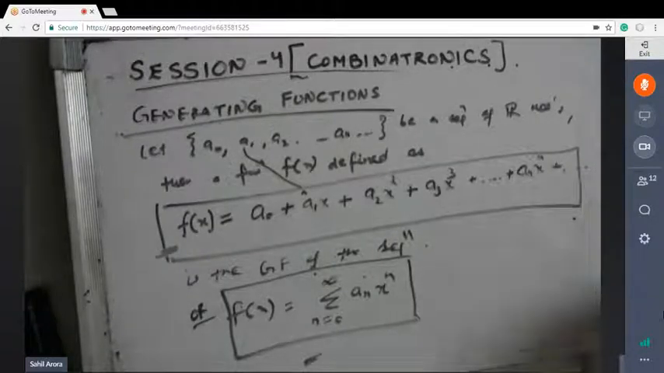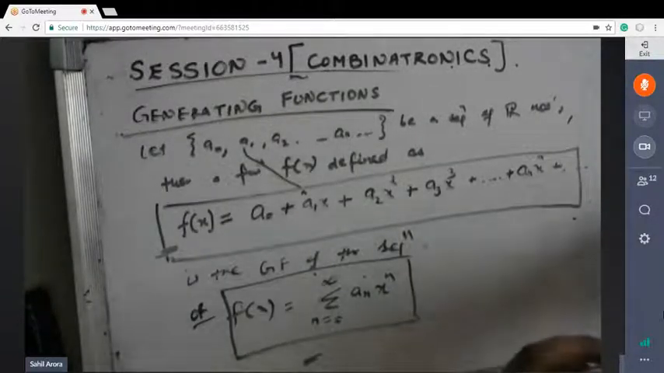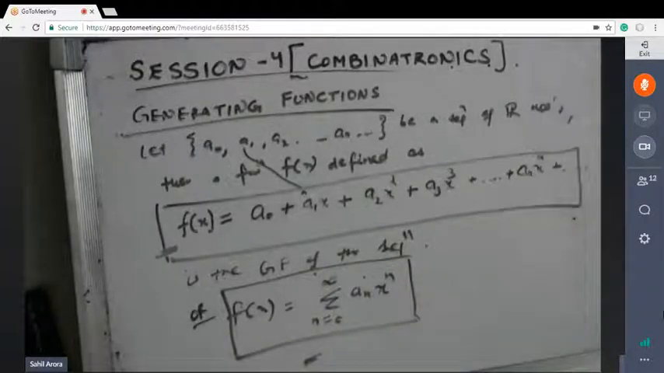Now let's try to form some generating functions so that we have a very basic understanding and are then able to solve many questions also. So let's start.